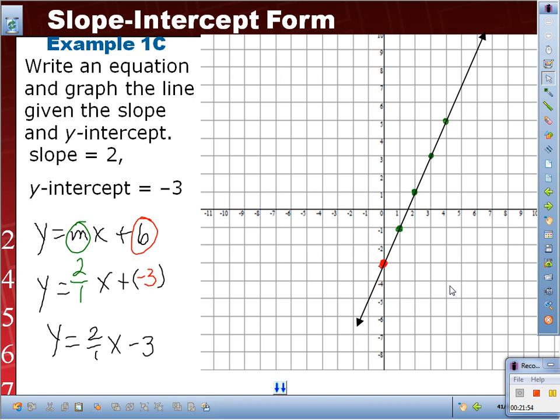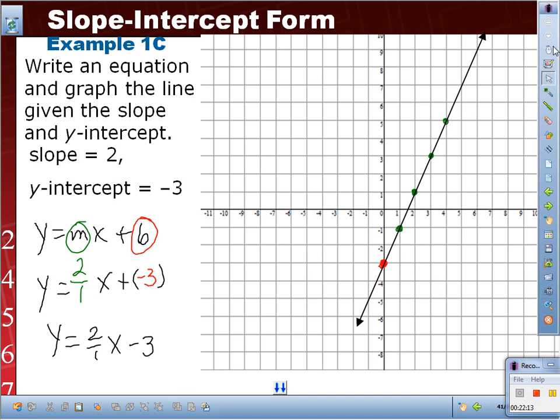Bam. And if you got that, show me your fingers how comfortable you are with these, 1 being the lowest, 5 being the highest. If you're not, you got the majority. All right. So that's pretty much how to write an equation and graph your line.